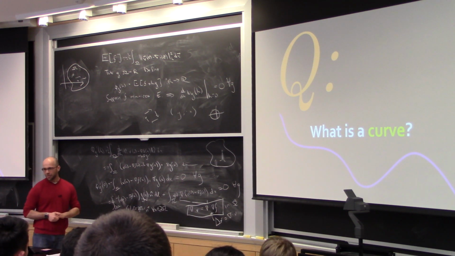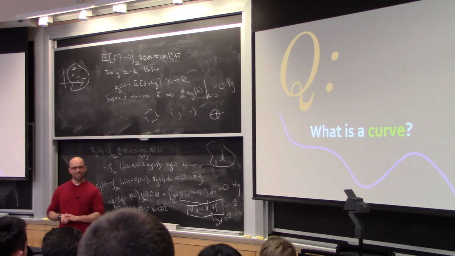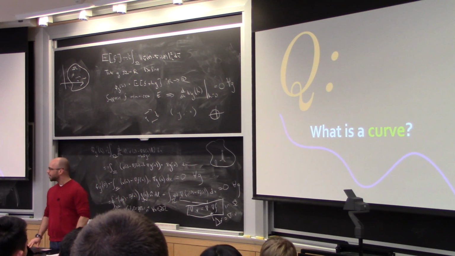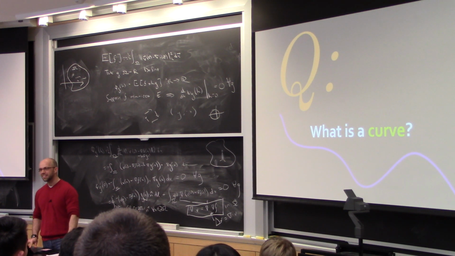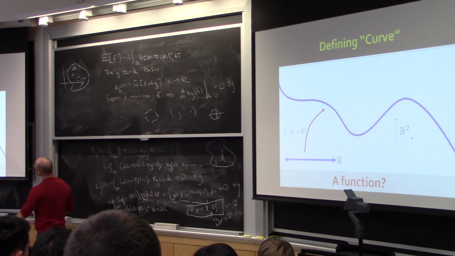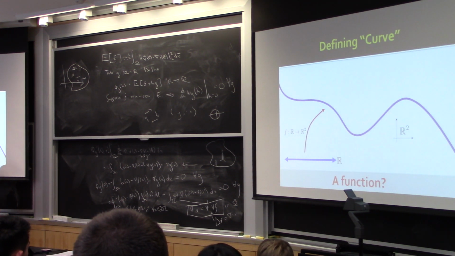So a curve is a one-dimensional object. It's a piece of geometry, a set of points. But actually defining the term curve is a little bit of a tricky matter in geometry world. Typically when you take a calculus class, we think of a curve as a function from the real numbers into R2, R3, whatever.